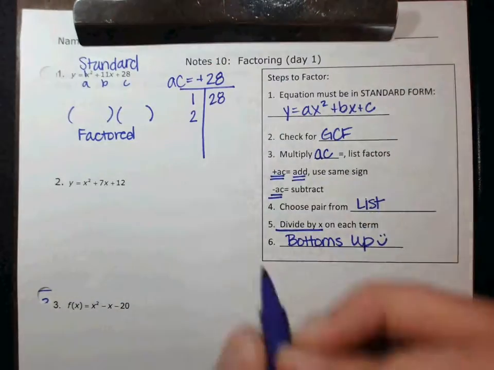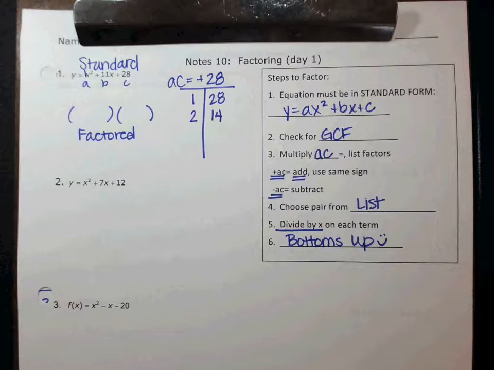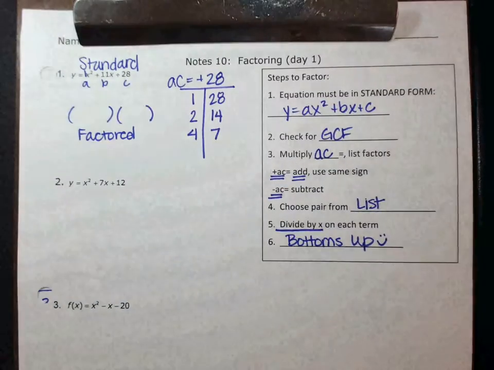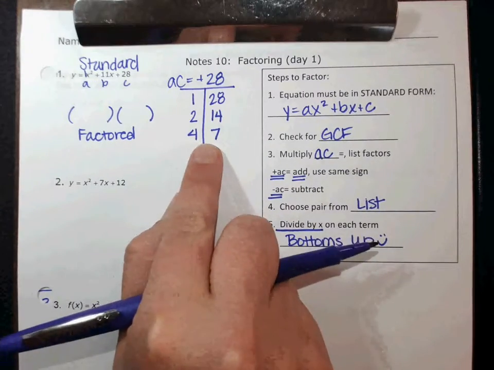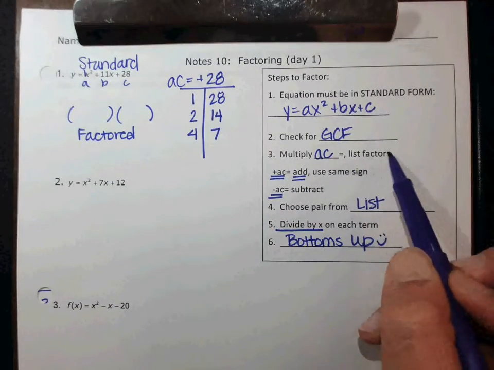2 times what? 14. Next I would want to go to 3, but can 3 divide into 28 evenly? No. Skip it. 4? 4 times 7. My next one would be 5. Can 5 go into 28? No. 6? No. 7? But 7 times 4 is already on here, so don't list any repeats. So I'm going to list all possible factors.